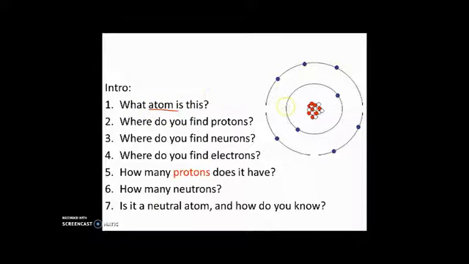In order to determine what type of atom this is, I would look at the number of protons, and I assume the red's the protons here. 1, 2, 3, 4, 5, 6, 7, 8. So I find 8 protons in this nucleus area. And then I look at the periodic table and I'd be able to determine that the only thing that has 8 protons is going to be oxygen.